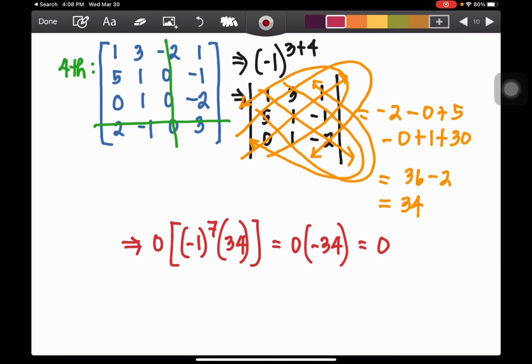And the last one is, we're again consistent with the third column. So we have the fourth row. So that means, you can actually write down negative 1 to the fourth row plus the third column. So that means it's raised to 7. So negative 1 to the 7th times the determinant of the matrix 1, 3, negative 1, 1, 3, 1, 5, 1, negative 1, 0, 1, negative 2, which is 34. So negative 1 raised to an odd number is negative 1 times 34 is negative 34 times 0, is 0. So we're done with the 4 cases.